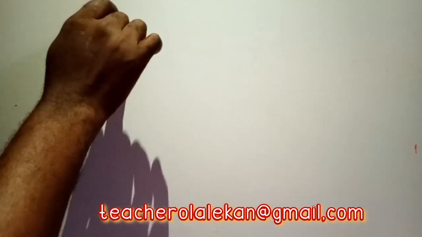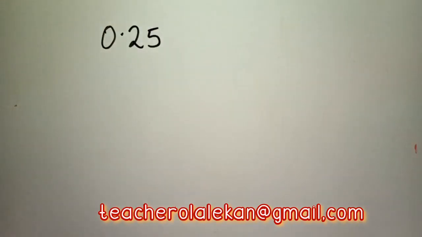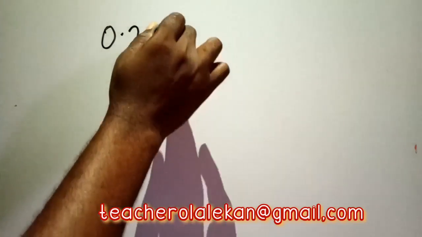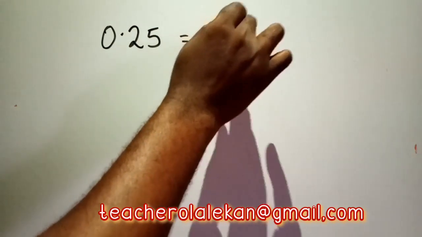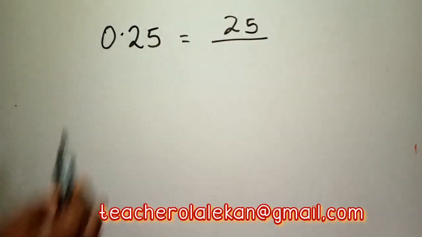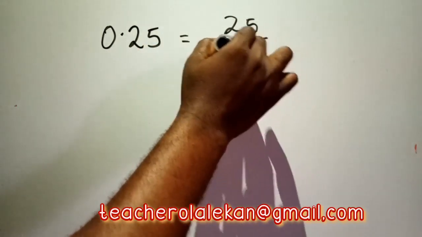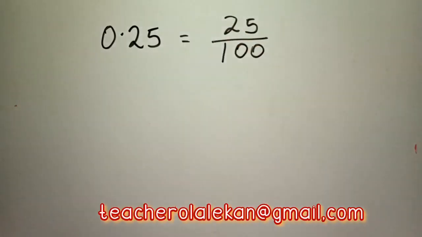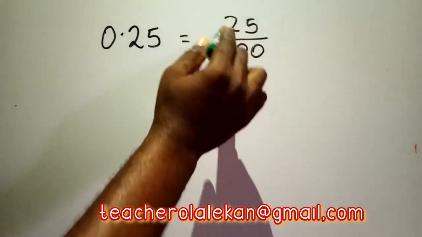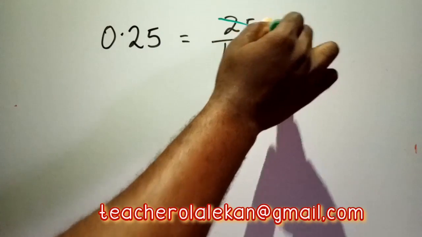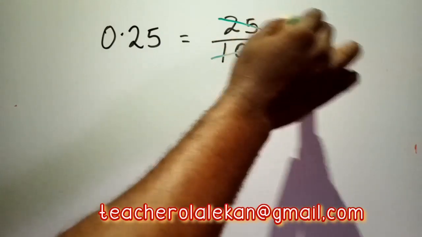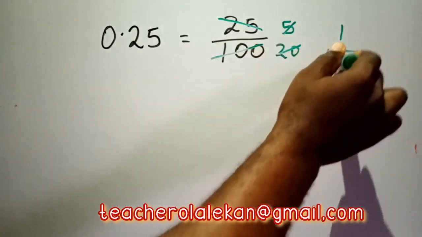Let's say we have 0.25. If you want to change 0.25 to a fraction, the first thing you do is take the figure on the right hand side of the decimal, which is 2 and 5, write them as the numerator, and count the digits you have after the decimal, which are just 2 in this one. So then represent them with zeros and 1. After you have done that, reduce your fraction to its lowest term. So if you see very well, 5 can divide this, gives us 5. 5 divides 100 to give 20. 5 again gives us 1. And 5 again gives us 4.